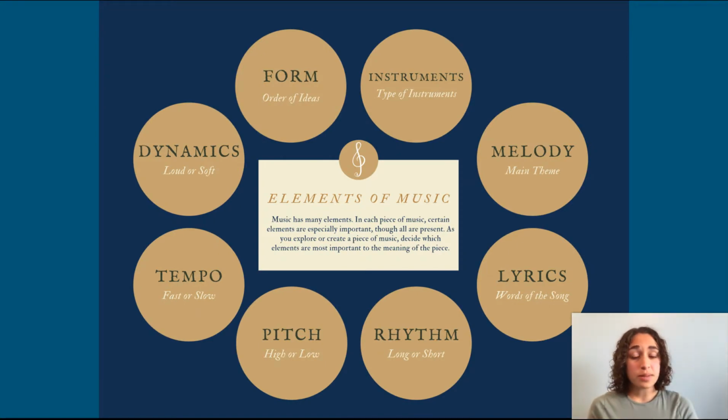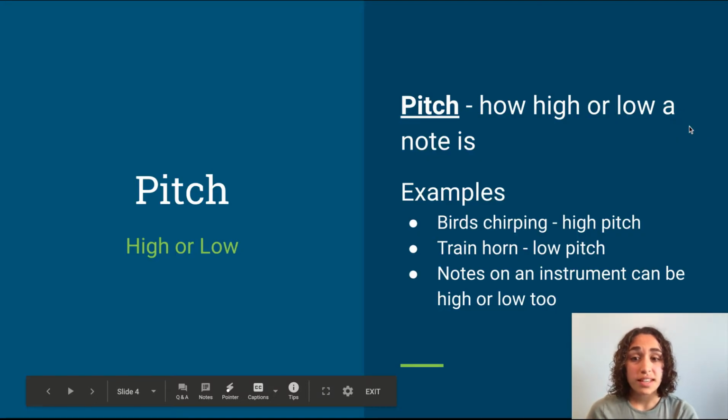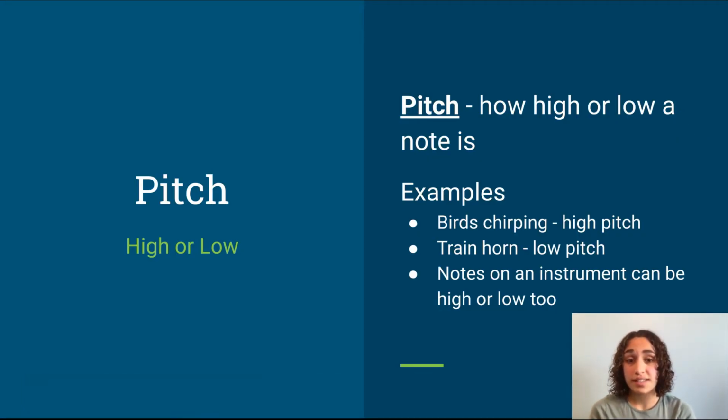These are some elements of music that we'll talk about in music this year. The first one that we're going to focus on today is pitch. It's right here. Pitch is how high or how low a note is. Some examples in daily life are a bird chirping. That's really high pitched. You can go tweet, tweet, tweet, really high up there. I can't really imitate it because I'm not a bird, but that's a great example of a really high pitched sound.